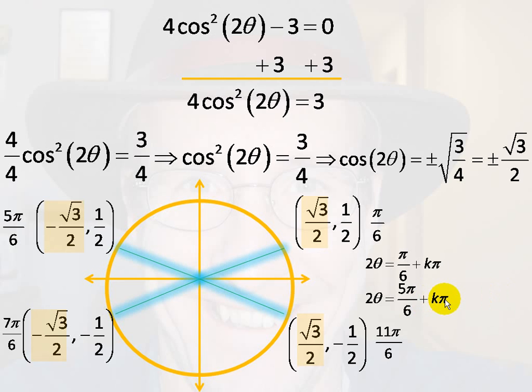Now, this is not the solution that I want. This is not the solution set because what I'm wanting to do is solve for theta. But what I've in fact done is solve for 2 theta. Well, that can be remedied just by dividing through by the 2. And I get theta equals pi over 12 plus pi over 2 k. And for the other one, theta equals 5 pi over 12 plus pi over 2 k. And once again, k is an integer.